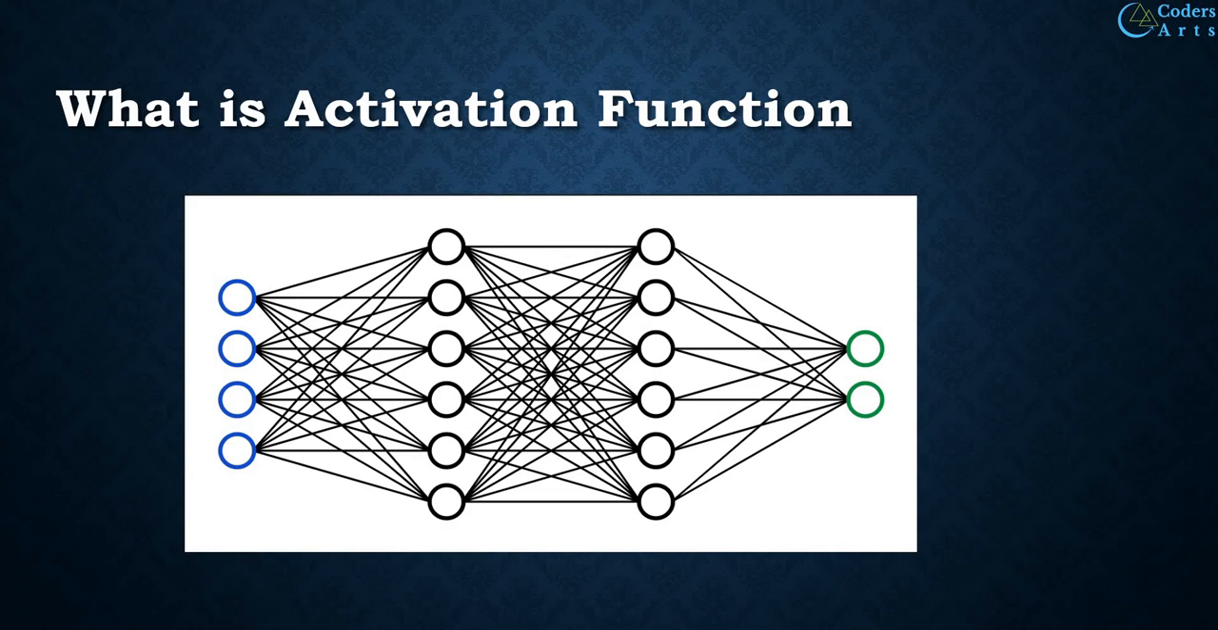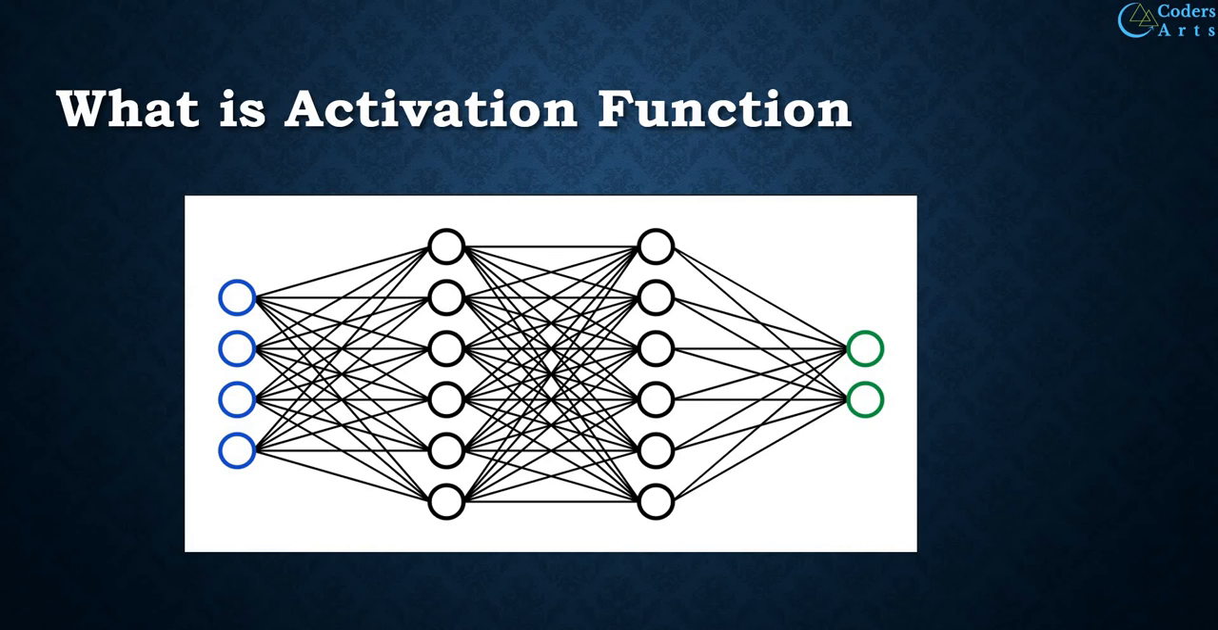What is an activation function? An activation function applies a non-linear transformation and determines whether a neuron should be activated or not. This implies that it will use some simple mathematical operation to determine if the neuron's input to the network is relevant or not relevant in the prediction process. I will explain it by example.